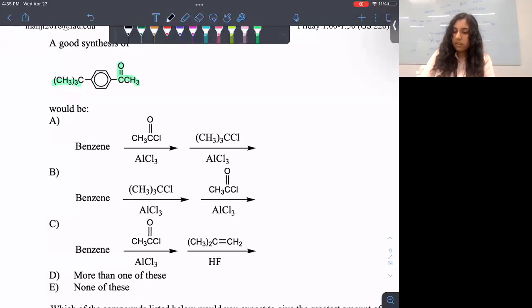So we get rid of answer choice A and we get rid of answer choice C because they acylate first. What we want to do is alkylate first. And remember, R groups are activators. So if we alkylate first, the benzene is activated and then we can proceed really easily into acylation.